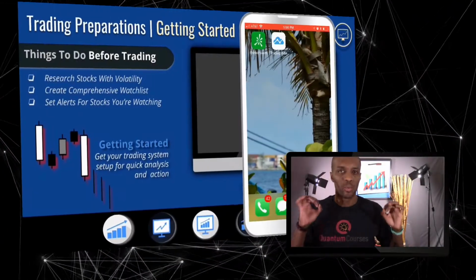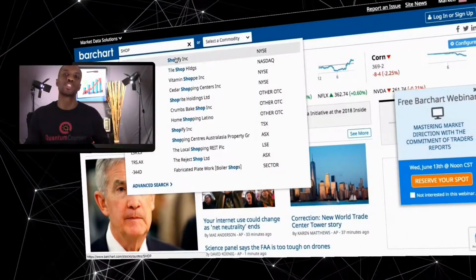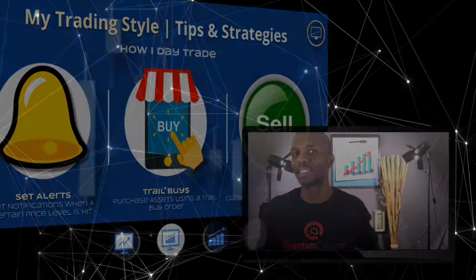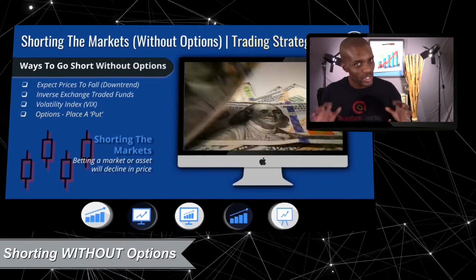You will learn how to create watch lists so you can keep track of your favorite stocks and assets, the best tools and resources to find and analyze trades, various trade types and order strategies, and we will even go over how you can short various markets and assets without using options.